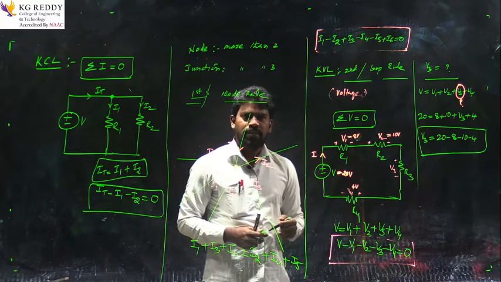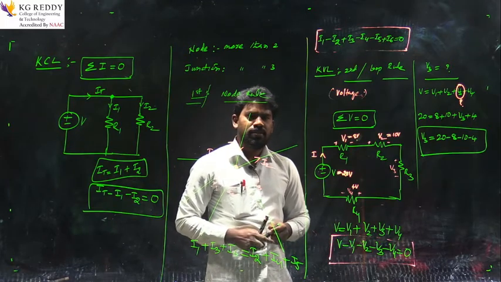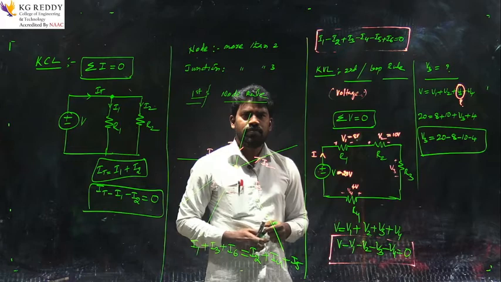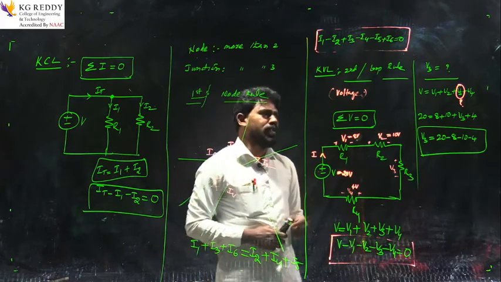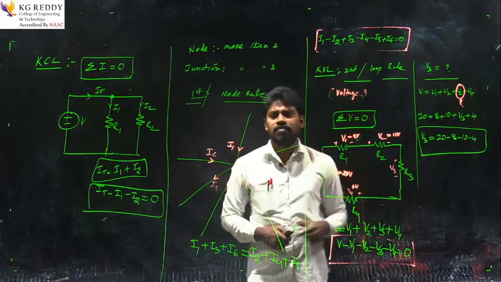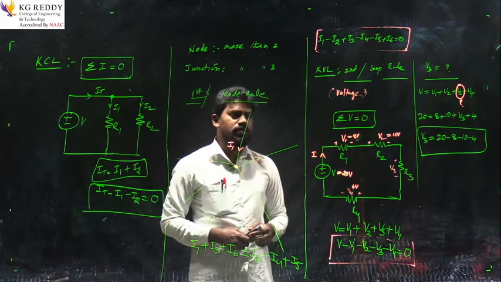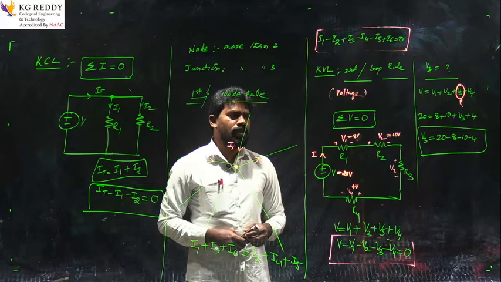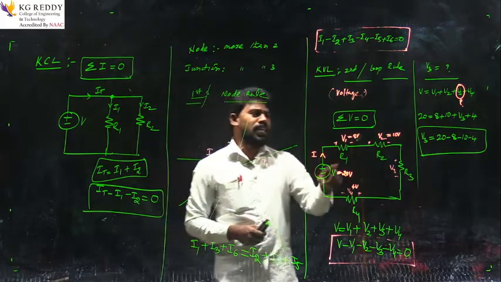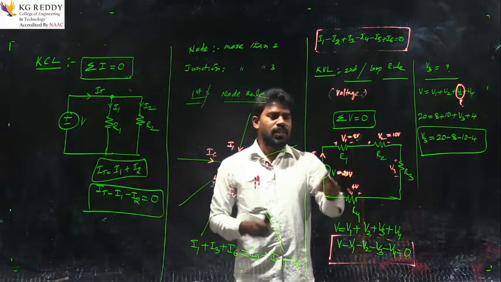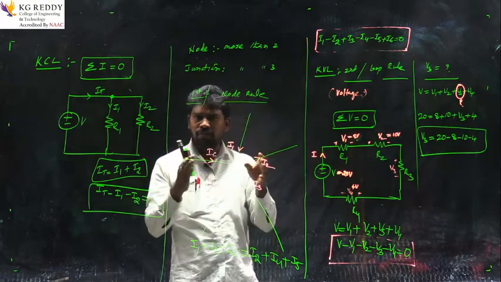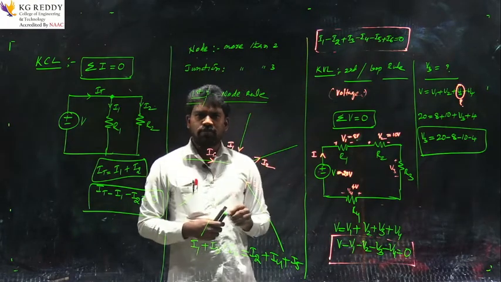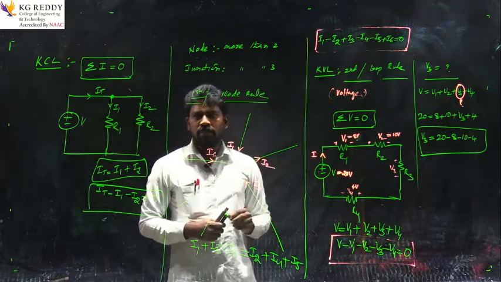Is it clear? If you have any doubt, you can ask me and I can clarify. So if only the known values are given, we can find the unknown value by using Kirchhoff's voltage law.